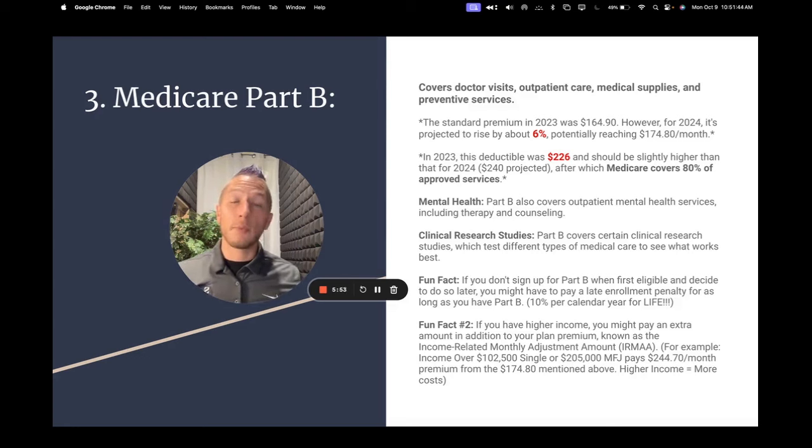Fun fact number 2, if you make too much money during your retirement years, you actually could potentially have an increase in the cost to you as well. If you make over $102,500 or $205,000 married filing jointly in the year of 2024, for example, your premium is expected to cost you not $175 a month, but $245 a month. And there are income brackets that go up and up and up, all the way up to $500,000 per year where it maxes out for you.